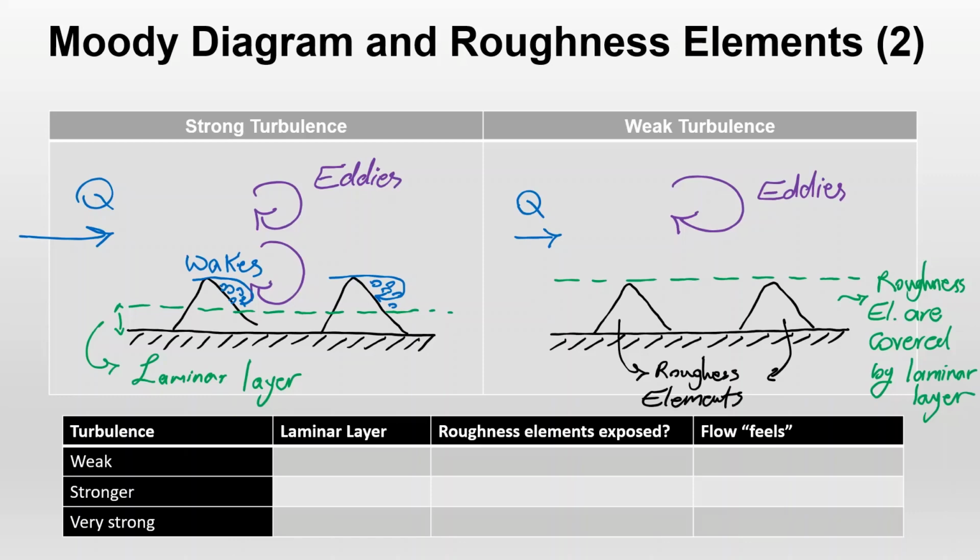Okay, so now to recap what I just said, I have provided you with a table. So when we have weak turbulence, the laminar layer is going to be thicker, and the roughness element is not exposed at all. So not at all. And the flow feels smooth. So the flow feels like you have smooth walls. Now, when the turbulence is getting stronger, then the laminar layer is getting thinner, and some of the roughness elements are exposed, and the flow feels some roughness.